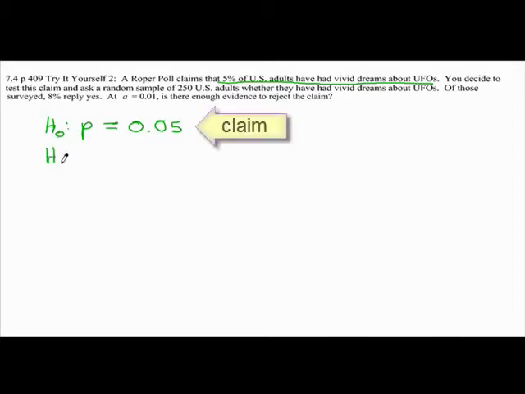So our claim is that 5% of U.S. adults have had vivid dreams about UFOs. So our null hypothesis is going to be an equal to, in this case it's going to be p is equal to 0.05, the 5%. So that means our alternate hypothesis is going to be p is not equal to 0.05. This tells us that it's going to be a two-tailed test.